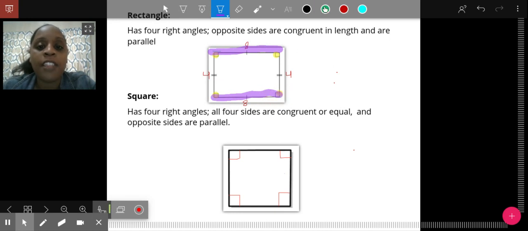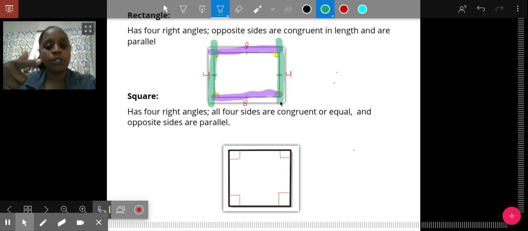All right, and then if I use this side, this side is parallel to the other side, the opposite side. So it has 2 pairs of parallel sides. So a rectangle has 4 right angles, opposite sides are congruent in length, and it has 2 pairs of parallel sides.